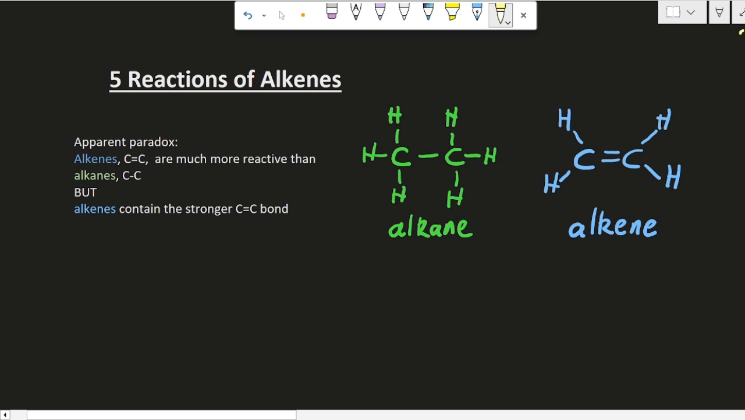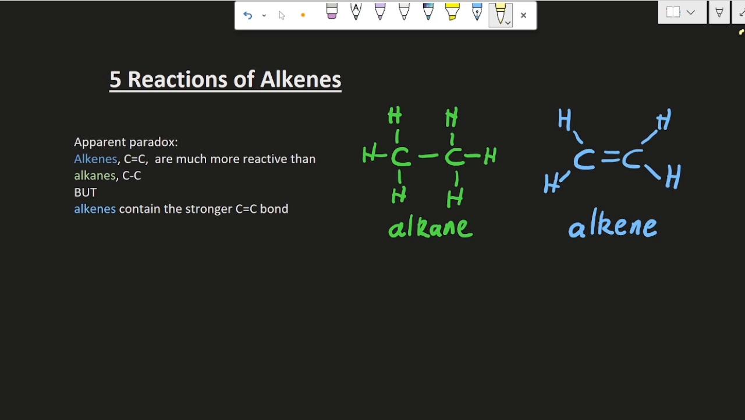5 reactions of alkenes. Well, first of all, let's address the apparent paradox. Alkenes are much more reactive than alkanes. Now, alkenes have a carbon-carbon double bond, so you'd think that would make them less reactive. After all, it takes a lot more energy to break a double bond than a single bond, and yet they're more reactive. Well, the reason why is that alkenes are susceptible to electrophilic attack.